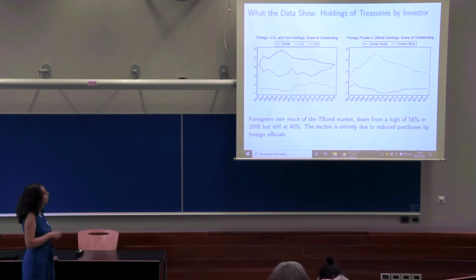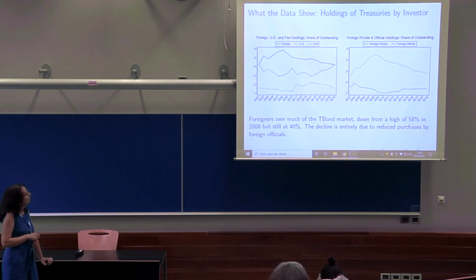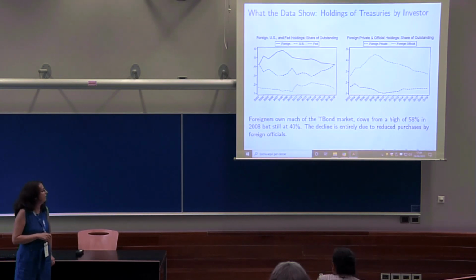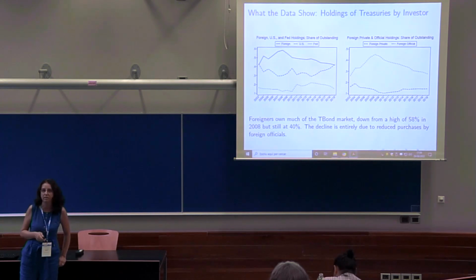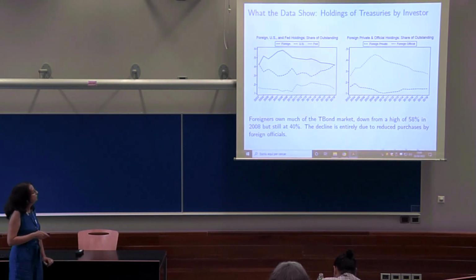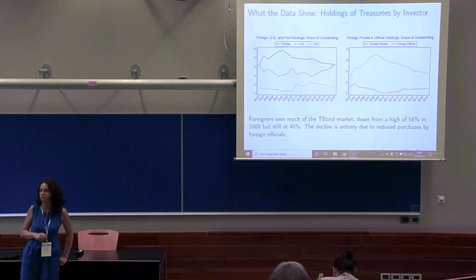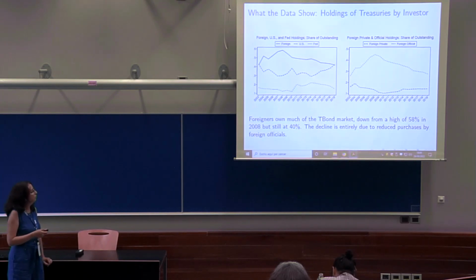So what we see is that foreigners own much of the treasury market. In terms of shares of outstanding, it was a high 58% in 2008. It has declined substantially, but it's still 40%. And the decline in the foreign share is really driven by the foreign governments. And this would matter for the interpretation of how elastic demand is, because we'll see that foreign governments are the inelastic ones, but their participation in the market has declined substantially.